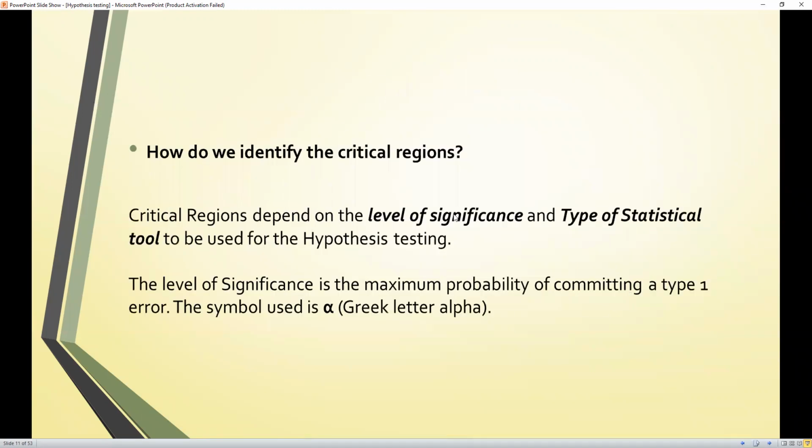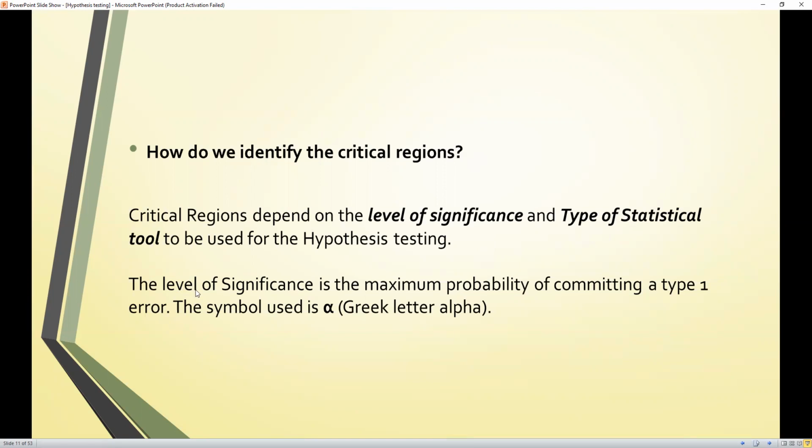All right. So now, how do we identify the critical regions? The critical regions depend on the level of significance and the type of statistical tool to be used. There are different types of statistical tools, or what we call statistical tests. For starters, we have the z-test, or the one sample z-test, and the one sample t-test, or the independent samples z-test and the independent samples t-test, and some other tests. So the critical region is based on the level of significance and what type of statistical tool you will be using for your hypothesis testing.